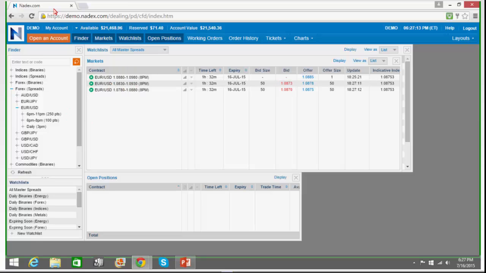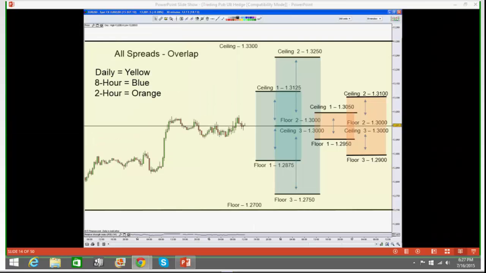Okay, so we'll cover this a little bit more. I just want to show you that there's not just one spread. There's a bunch of different spreads. That's how they're determined. You've got new spreads coming out every 2 hours or every hour, giving you a new floor and a new ceiling to use with the strategy we're going to cover.